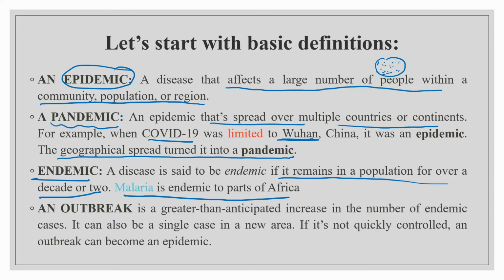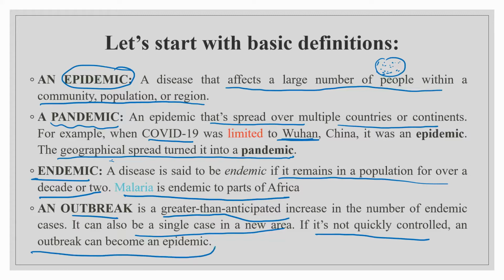Also you will hear a word called outbreak. So what is an outbreak? If the number of infections is greater than the anticipated value, then it is called an outbreak. So even a single case that is not expected can be a reason for an outbreak. If it is not quickly controlled, then an outbreak can become an epidemic. So these are the words which you need to know.